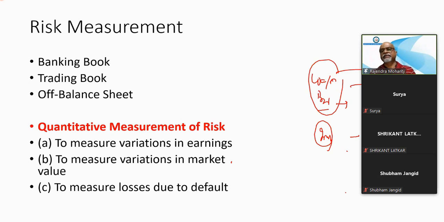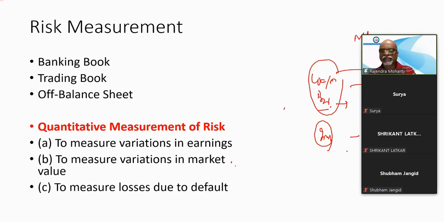Because there is a default, either the loan is defaulted and becomes an NPA. Suppose the bank has lent some money to an institution, and that institution is closed or not paying back. In that case, the bank will have a loss. Similarly, for an investment, if the corporate that issued the security has failed, our security is gone. So due to default also, there might be a loss.